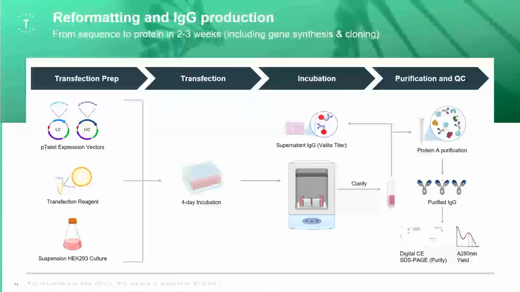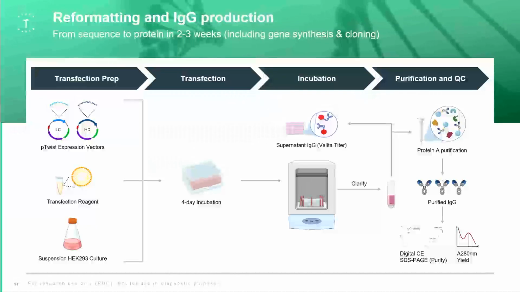Reformatting at Twist is very straightforward. It just fits into our high-throughput antibody production facility. This is a standalone product. And here what we did is we took the V genes, the variable heavy and the variable light genes, we codon optimized them, we synthesized them, and cloned them into expression vectors encoding the constant regions that we required.